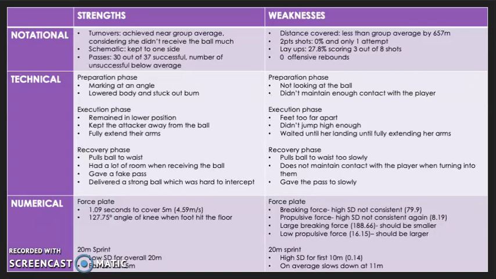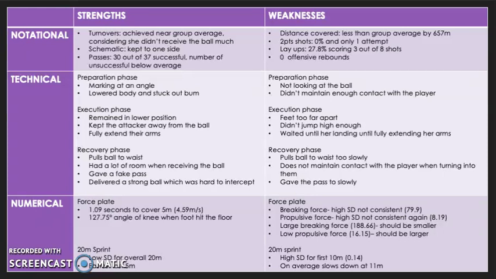The weaknesses identified in the preparation phase of the skill was that the athlete was not looking at the ball as well as her player, even though her body was angled that way, which is a weakness because she wasn't able to see where the ball was. Another disadvantage in this phase was that she didn't maintain enough contact with the attacker and therefore gave them the opportunity to run through them.